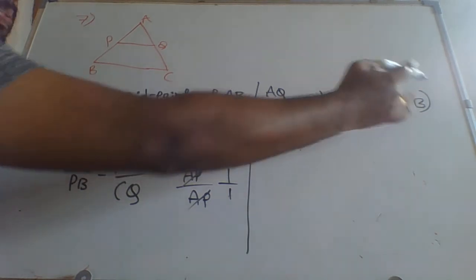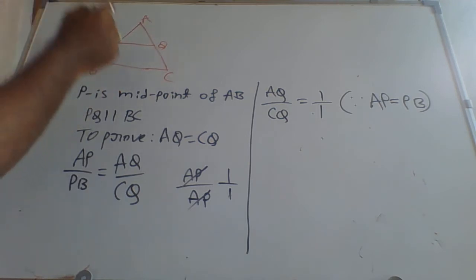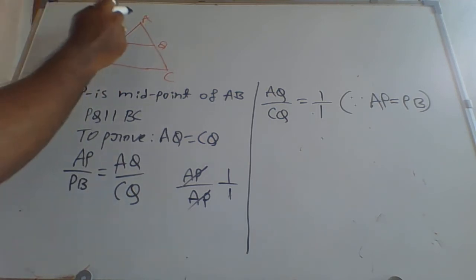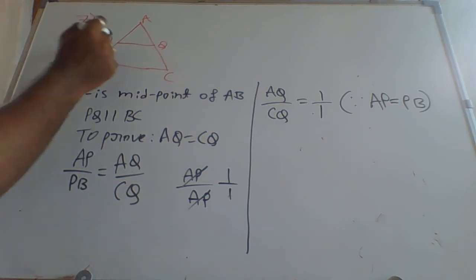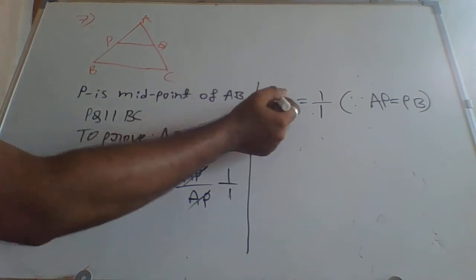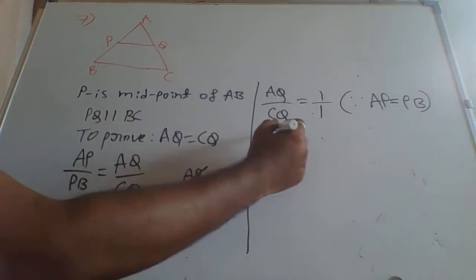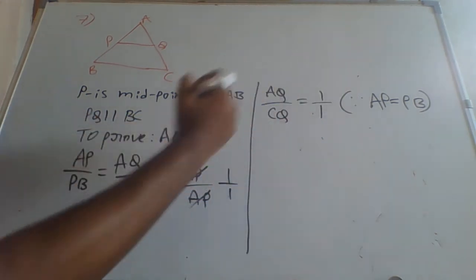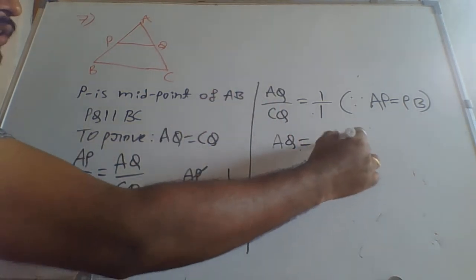Why do you consider AP equal to PB? Because P is the midpoint of side AB, so AP is equal to PB. They have also given in the question that you have to consider one midpoint of the first side, so in this diagram I consider point P as the midpoint. Now I got AQ by CQ is equal to 1 by 1. I will move CQ to the right hand side, so AQ is equal to CQ.